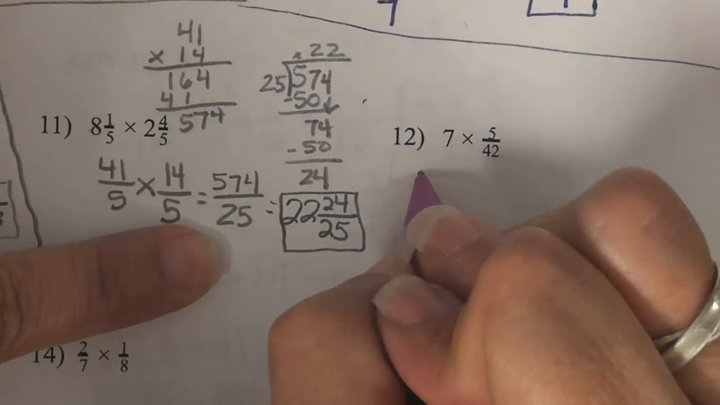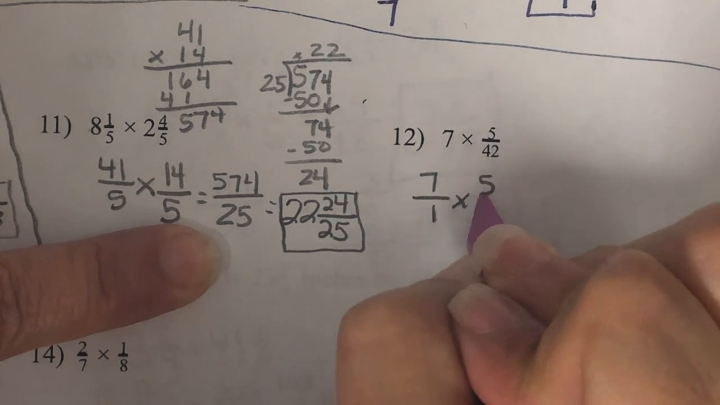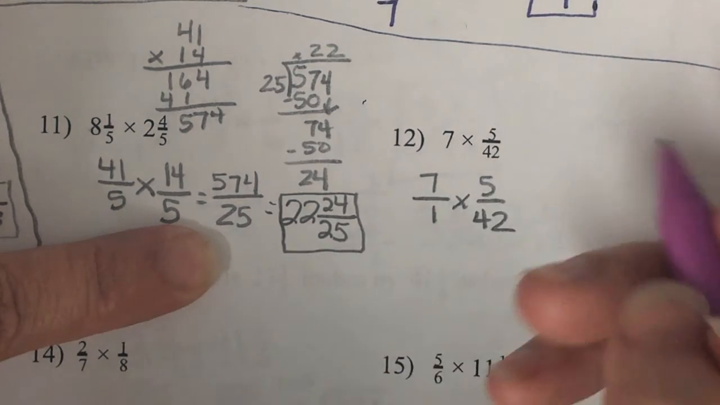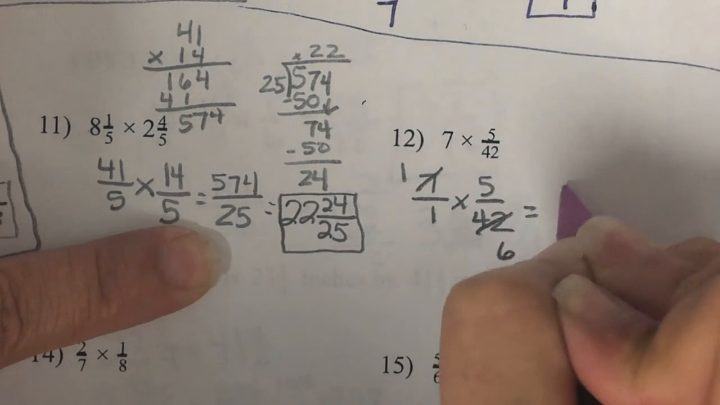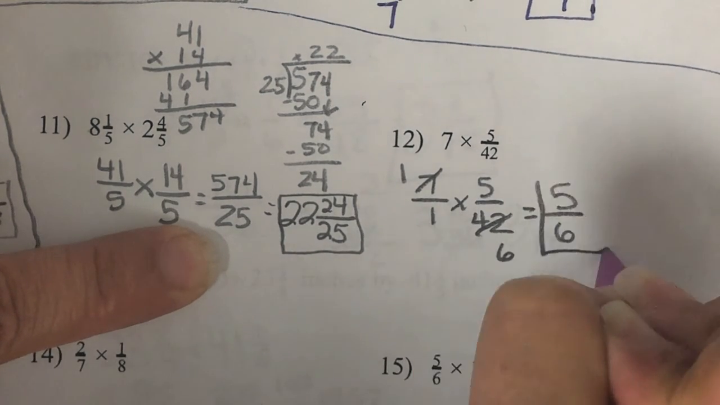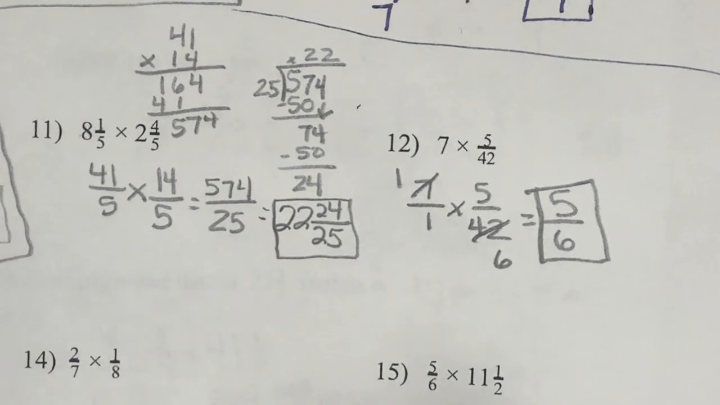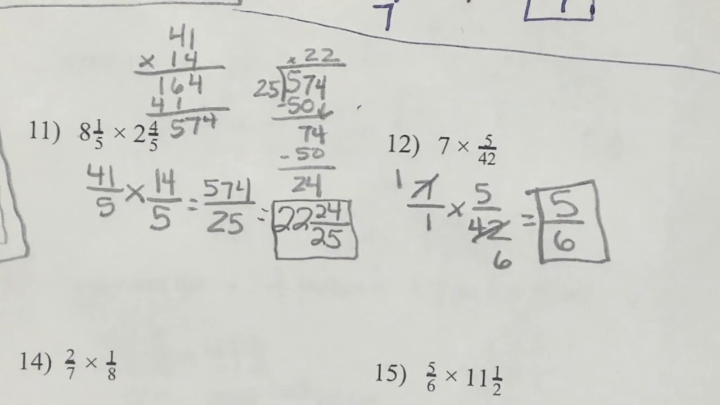And this one, simplify. 7 into 7 once, 7 into that 6, giving me 5/6. Yes, I'm leaving you with the last 3 to see if you can get right before tomorrow morning. Thank you.